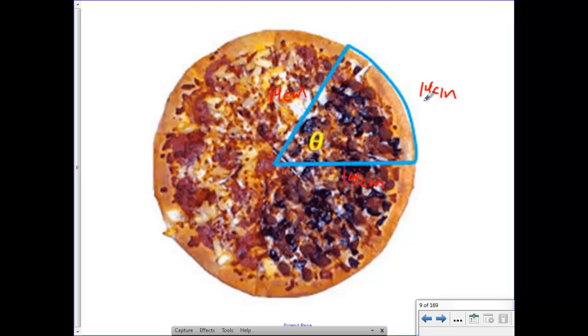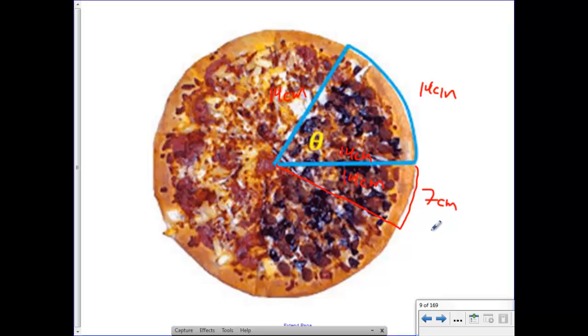If you were kind of chintzy with your pizza slices, and someone made it so that your slice of pizza was only this big, it wouldn't be a radian. Because this would be 14 centimeters, this would be 14 centimeters, but this right here might only be, say, 7 centimeters. How many radians is that? Half. That makes sense?